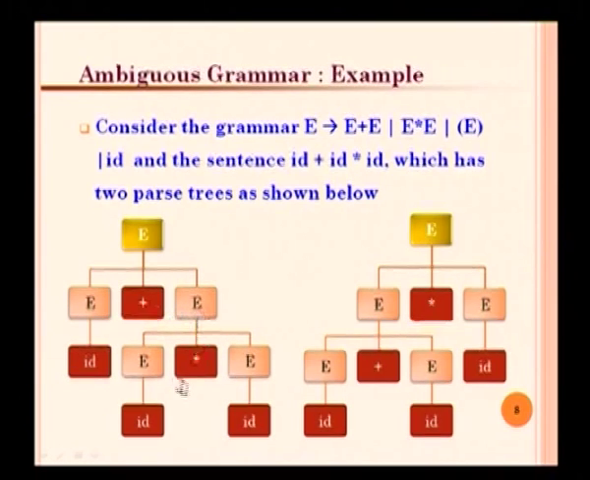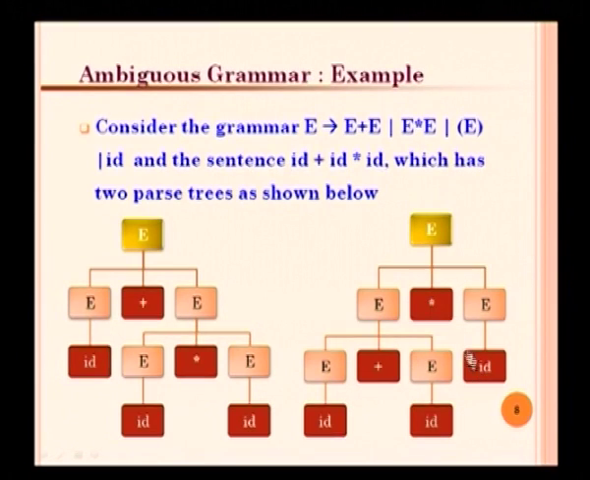Then this E is expanded using E multiplied by E, because that is strictly needed for us, and once again here also it is going to be E derives ID, and here also E derives ID. So, except the first expansion of this E, all the others we are forced to do so.